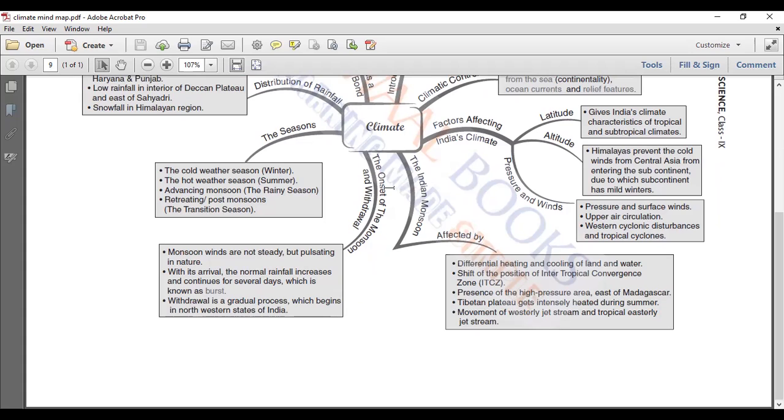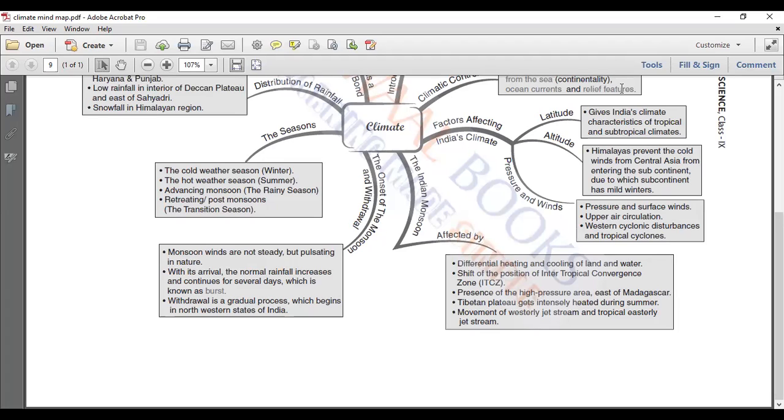The Indian monsoon is affected by the differential in the heating and cooling of land and water, shift of the position of the ITCZ, presence of the high pressure area east of Madagascar, Tibetan plateaus that get intensely heated during the summer, and the movement of westerly jet stream and tropical easterly jet stream.